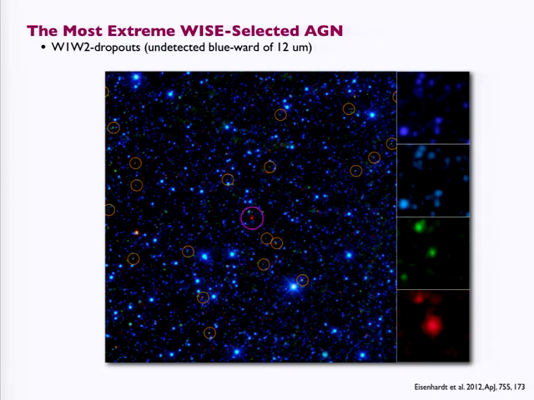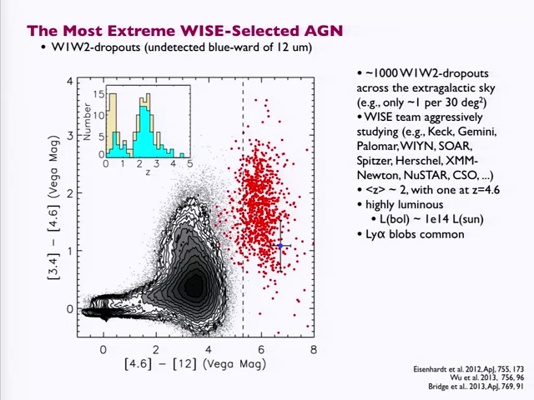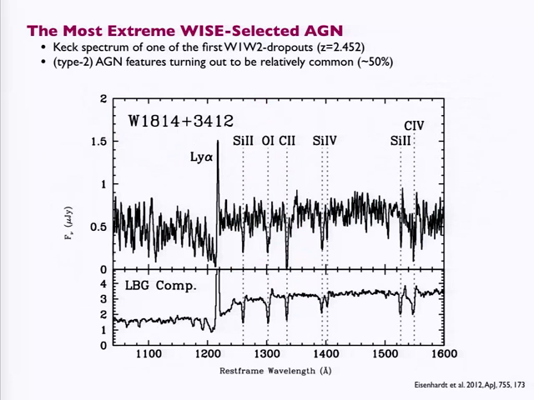So about 1 per 30 square degrees on the sky. We have sampled about 1,000 in the extragalactic sky. We've been chasing them down for the last 2-3 years now. The redshifts are almost all showing up to be between 1.5 and 2.5. Our highest redshift object we found is at redshift 4.6. Here's one of the first ones that we got.